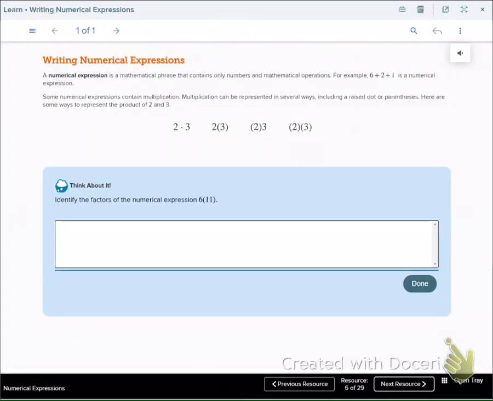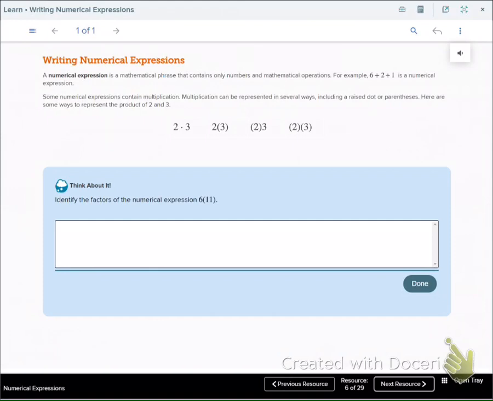So now let's take a look at writing some numerical expressions. Remember, a numerical expression just contains numbers and mathematical calculations like plus, addition, subtraction, minus. So it's a mathematical phrase that contains numbers and operations. For example, 6 plus 2 divided by 1 is a numerical expression.